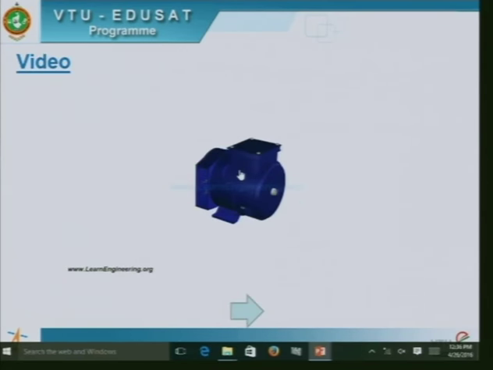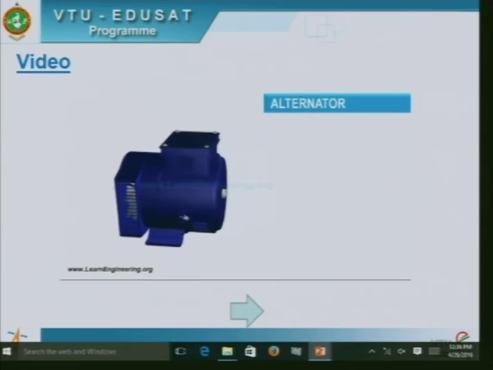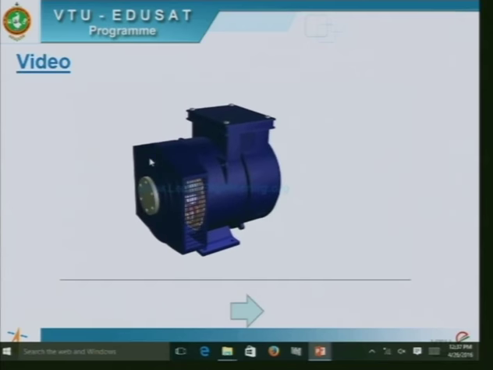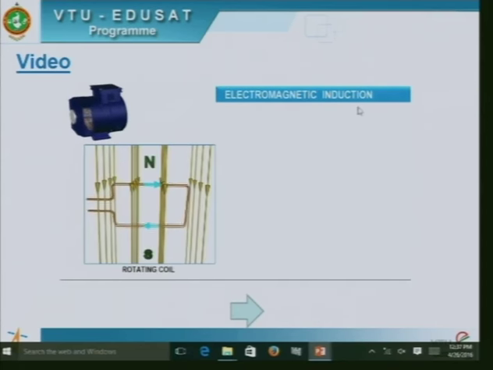Let us look at the video which will clearly show us the working principle of alternator and various parts of the alternator. Alternator works based on the principle of electromagnetic induction, and it has various parts, mainly a stator and a rotor, and the basic working principle is electromagnetic induction.